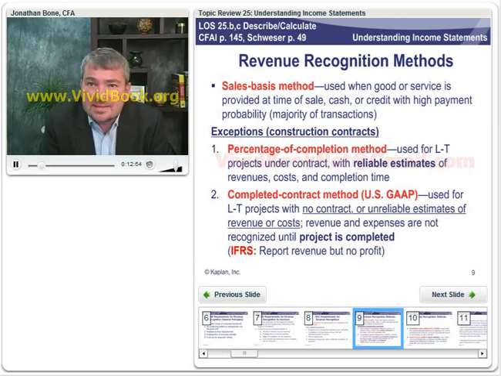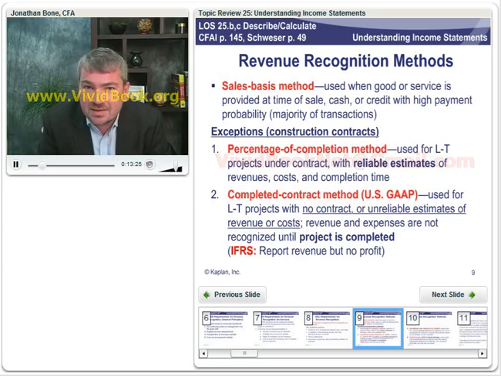Now, completed contract method must be used when percentage of completion can't be used under US GAAP. So in other words, if you don't have a contracted selling price or you don't have a reliable estimate of total cost, then you can't use percentage of completion. Why? Let's think about it. If we have a contracted selling price and a reliable estimate of total cost, we know whether this contract is likely to be profitable. And if it is likely to be profitable, percentage of completion is allowing us to recognize those profits over the construction phase.